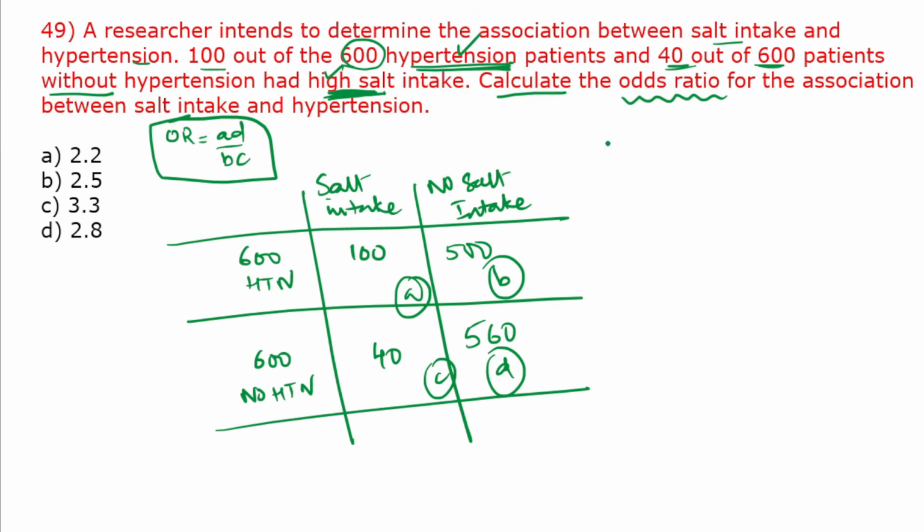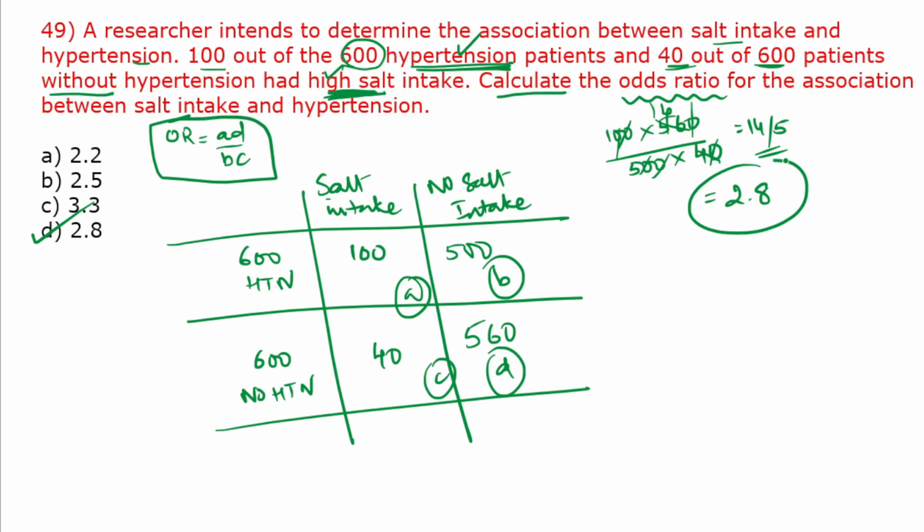So simply AD by BC. A is how much? 100 into 560 divided by 500 into 40. So 14 by 5. If you calculate this, the answer will be 2.8. So this is how you have to calculate and solve this question.